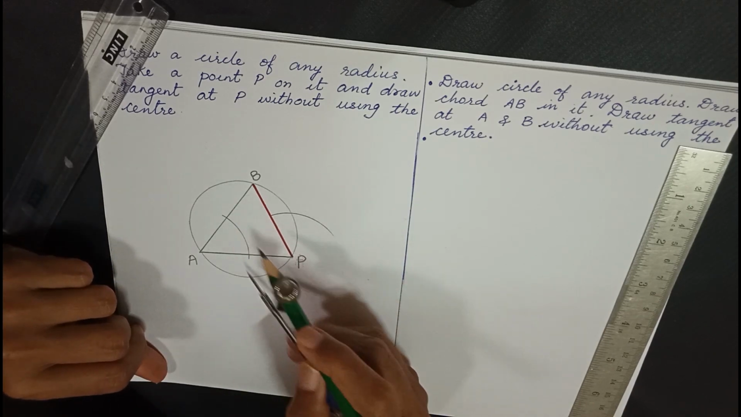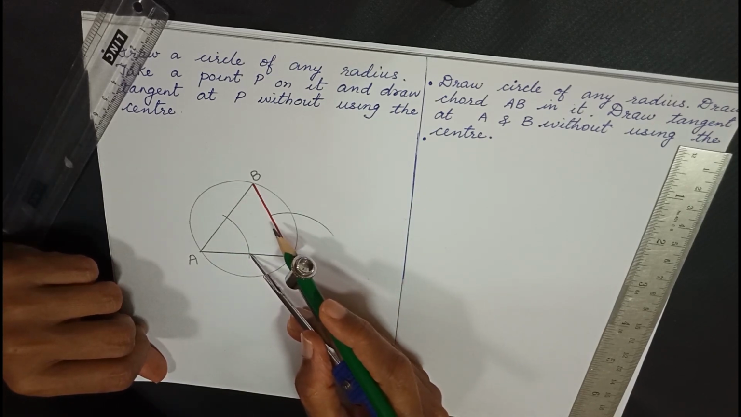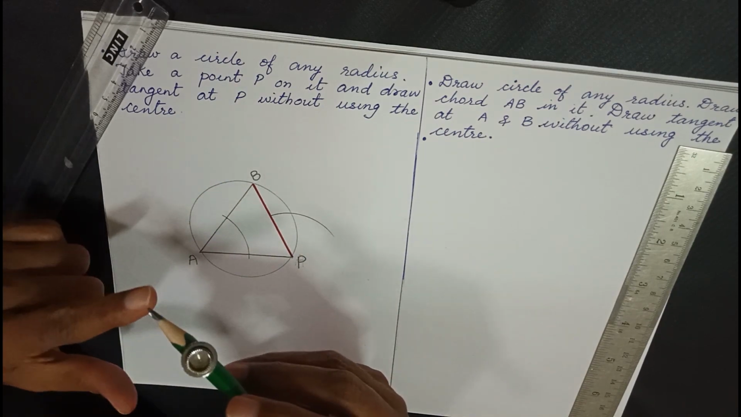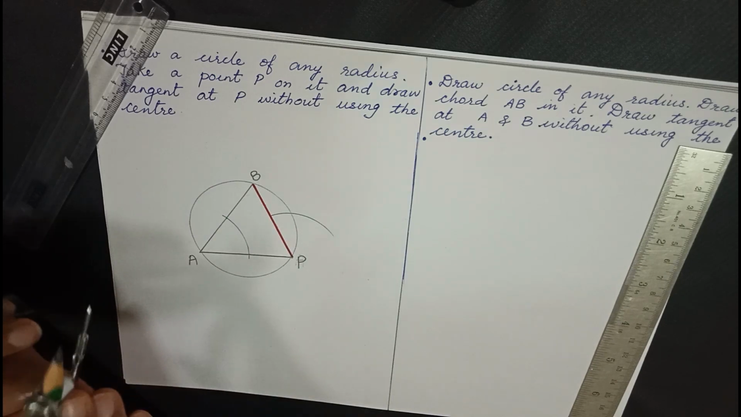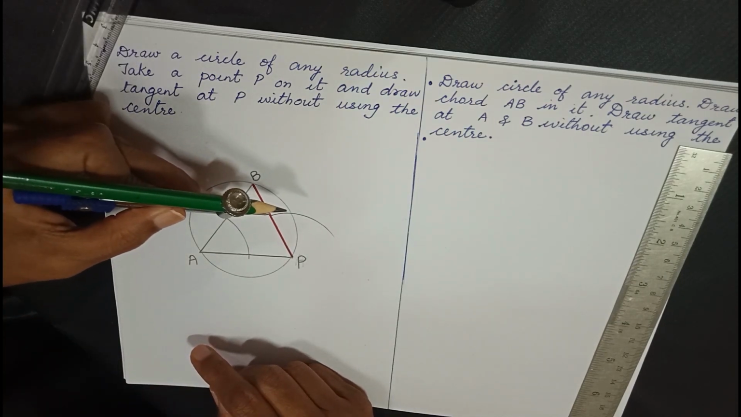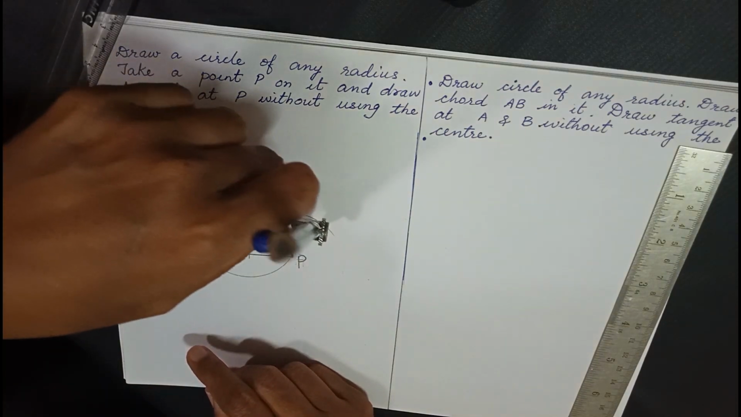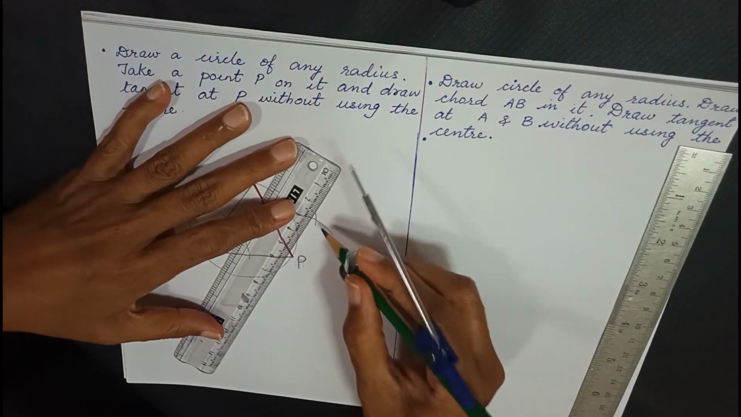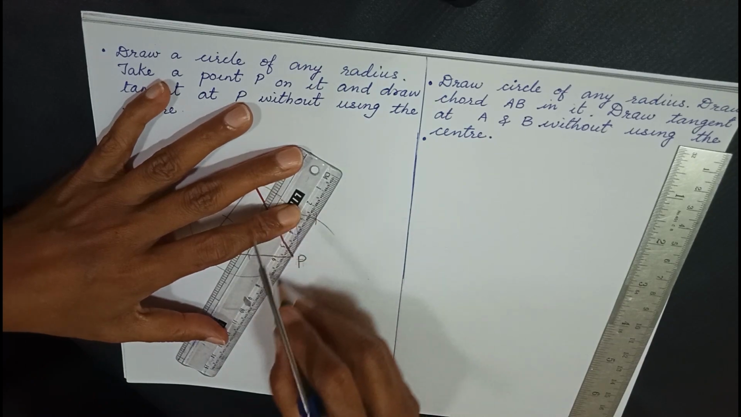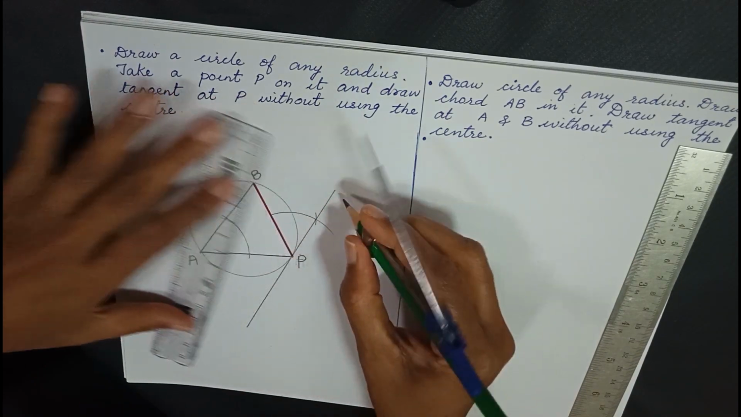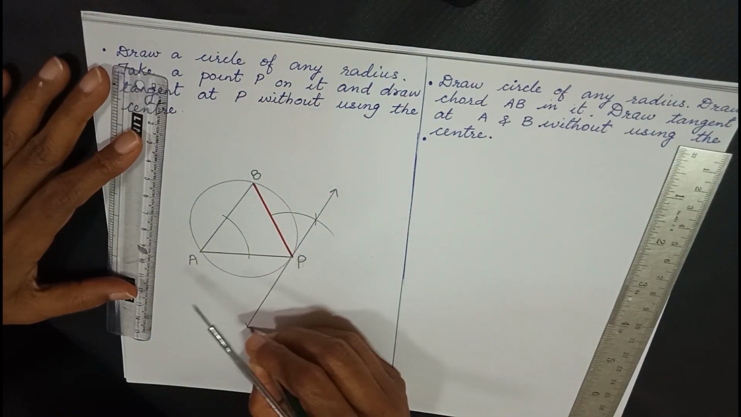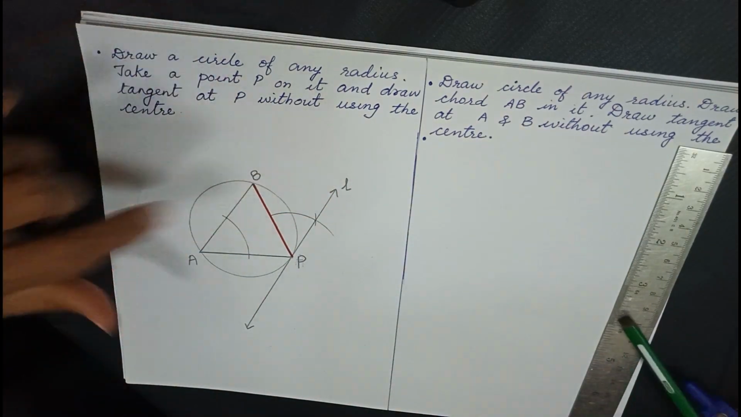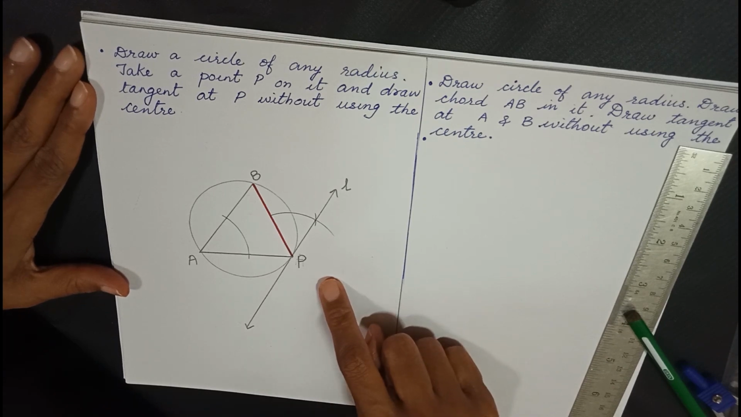Next step is we measure this angle. So I keep the pointer on the first point, pencil on the second. So I got the measure of this angle. Now same thing I do is I keep it on this point and I cut an arc. So you see I got 2 points, and when I join these 2 points, I will get my tangent at the required point P. So now this line L is a tangent at point P.